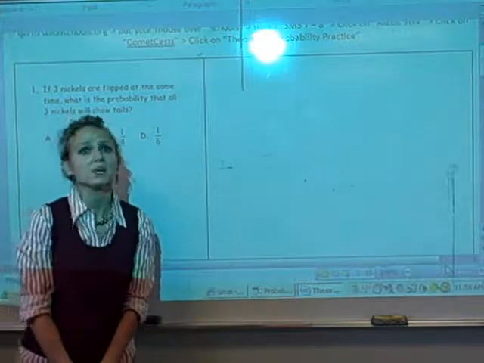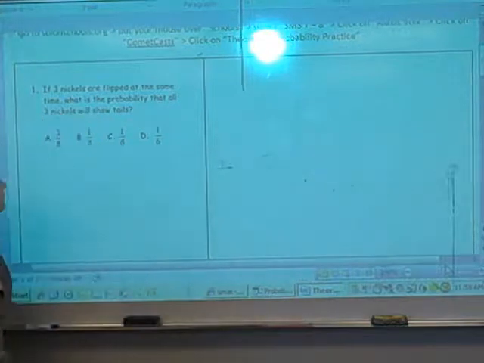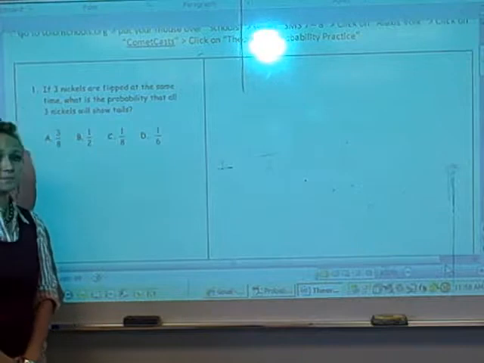Okay? So our first problem: if 3 nickels are flipped at the same time, what is the probability that all 3 nickels will show tails? So you can hit pause and try it on your own.